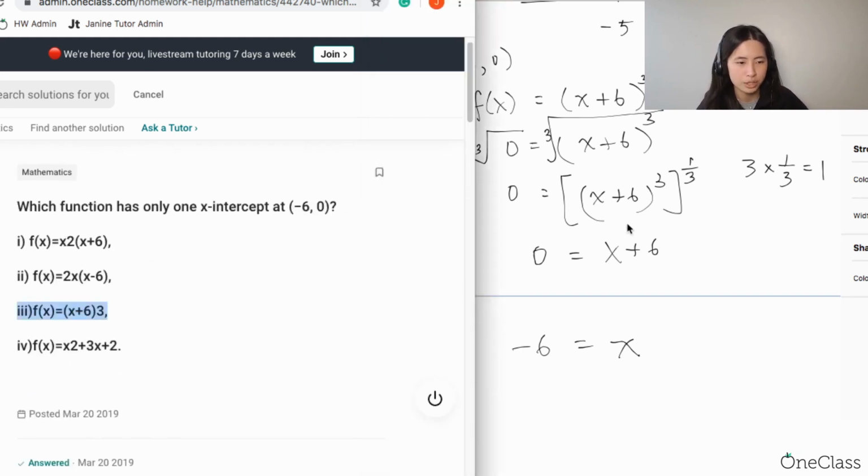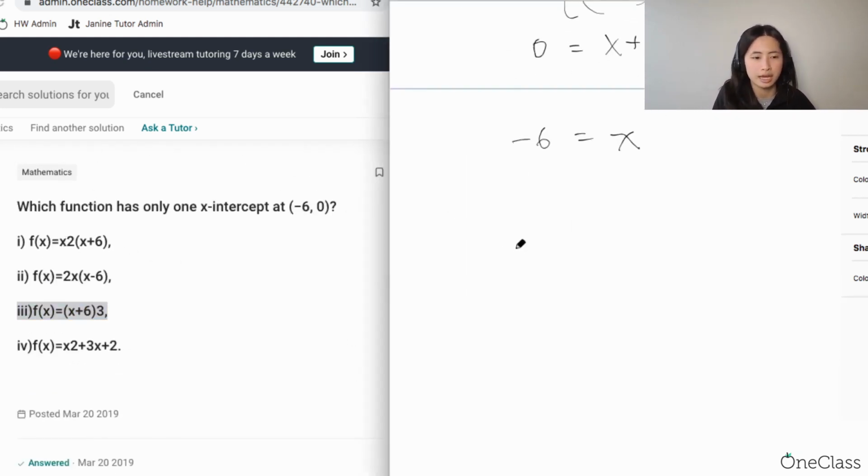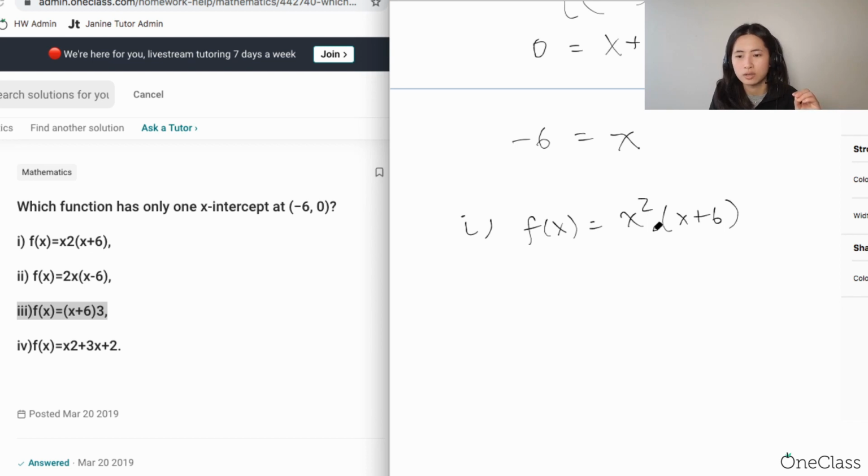Now if you look at option 1, they're saying f(x) equals x squared times (x + 6). Right off the bat, for any x-intercepts, you only look at your x values where the function is 0. So you have an x-intercept at (0, 0), and then at -6. You have x-intercepts at two points, so it's not just one x-intercept. That's why number 1 isn't an option.